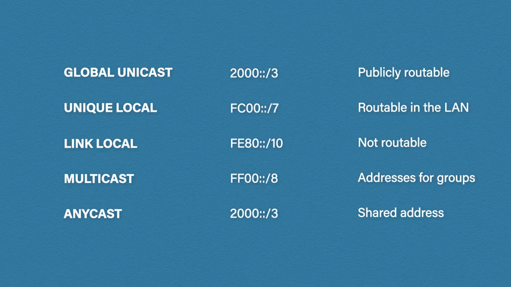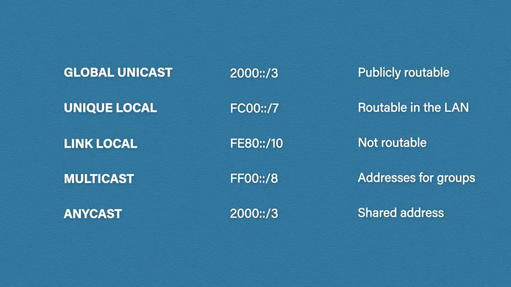Next, we have a unique local address. This address is like an IPv4 private address. These are not globally routable. The prefix to identify a unique local address is FC00::/7. Using the first 7 bits, a unique local address will always start with an F followed by either a C or a D.